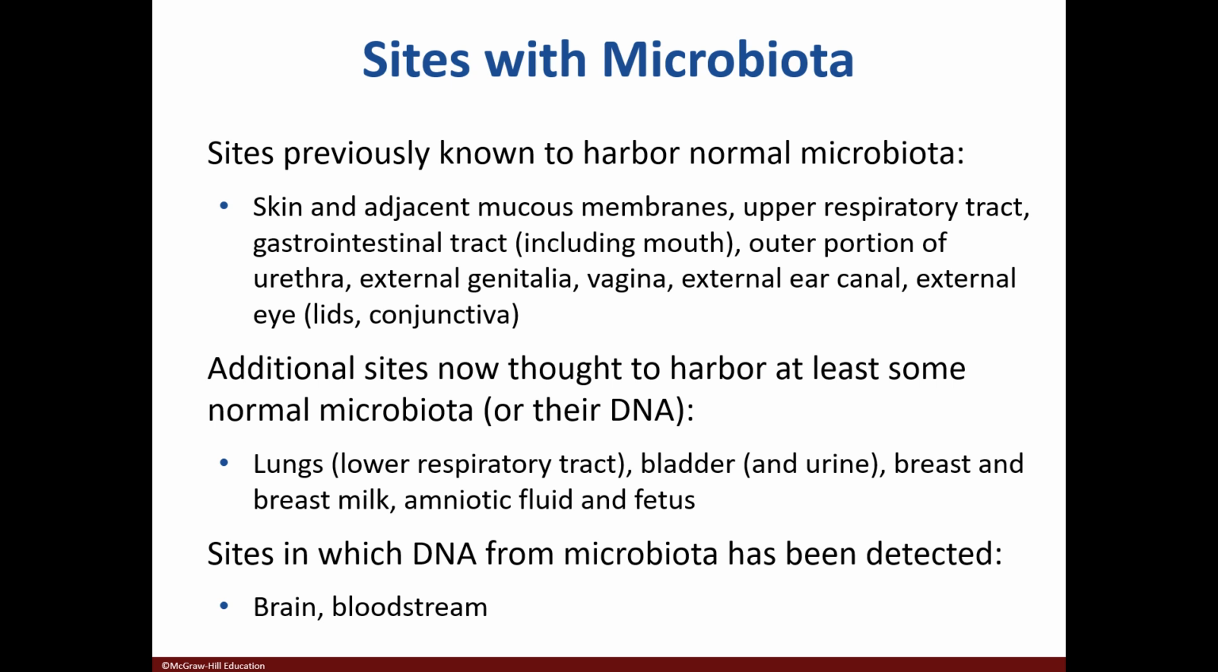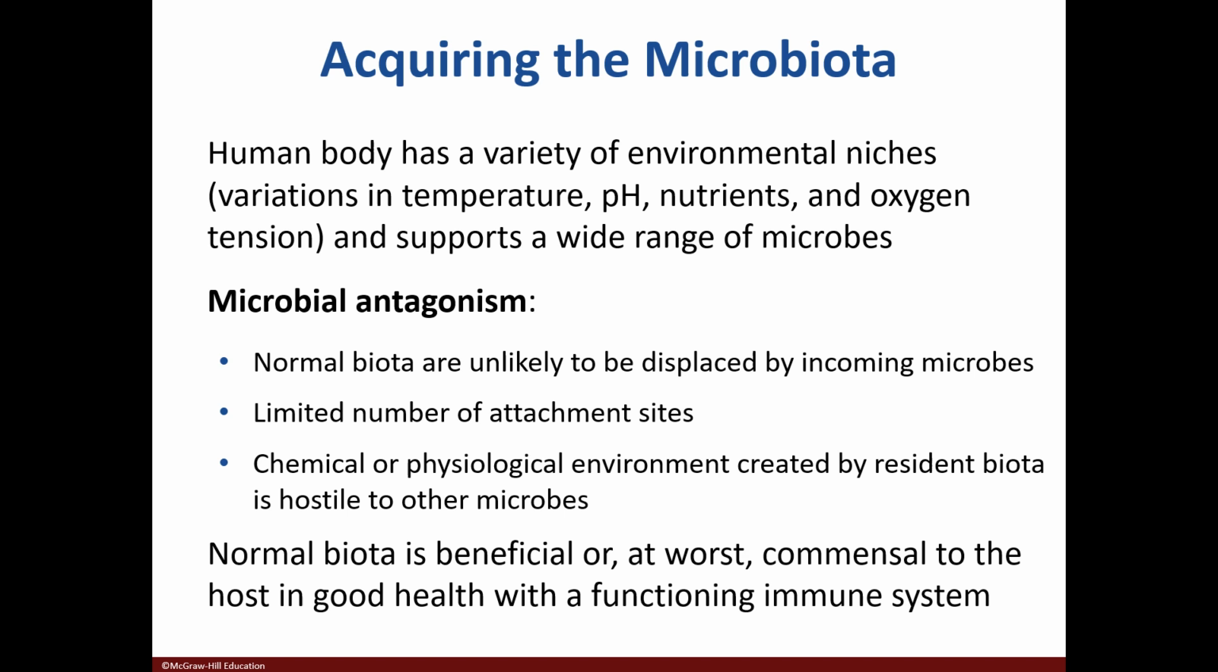Areas that have always been known to harbor microbes are the skin, respiratory tract, and GI tract, just to name a few. Some DNA of microbes and/or microbes themselves are believed to be in the lungs, bladder, fetus, and breast milk. DNA of microbes has also been detected in the brain and bloodstream. Our bodies have a large amount of environments that can harbor and support a substantial variety of microbes. The good microbes compete with the bad guys by secreting substances to harm them. The majority of the time, the normal flora is beneficial to us, but can also be of no benefit, as in a commensal relationship.